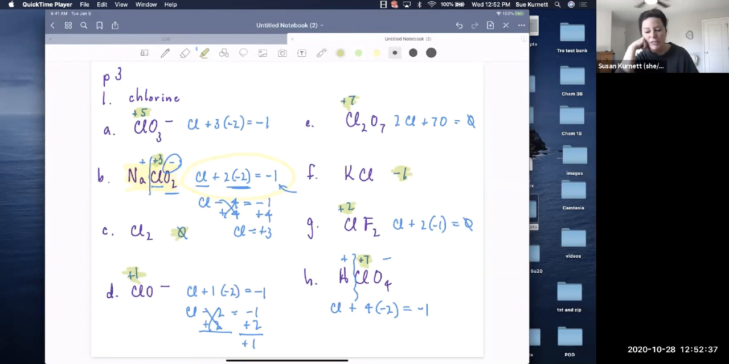Okay, on page 3, number 2, it says find the oxidation number for each of the elements on the left. So maybe if you're done here, you want to get started on that, that'd be fine. Are there any questions out there?